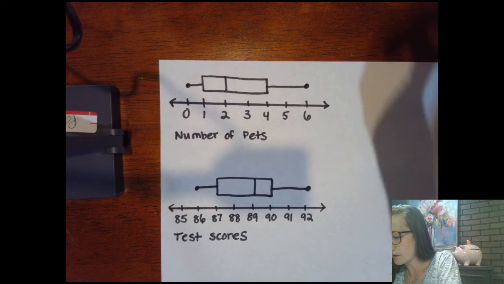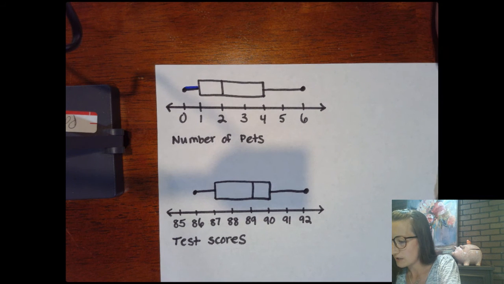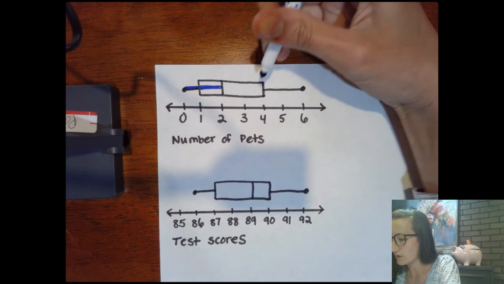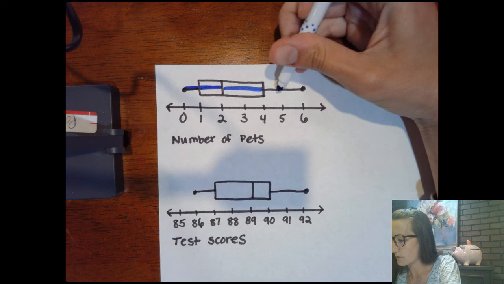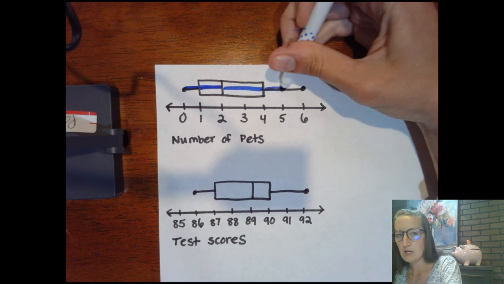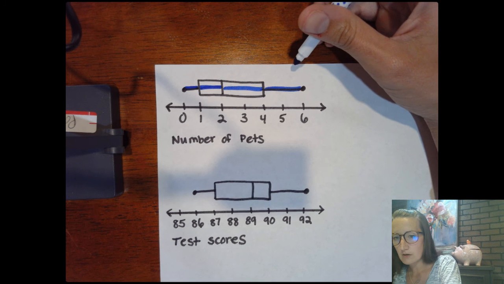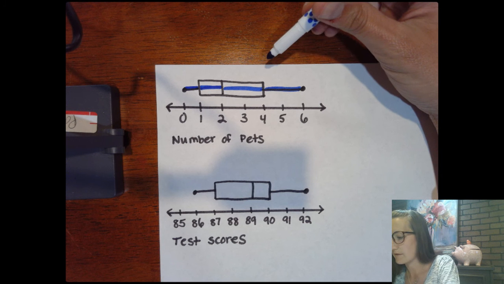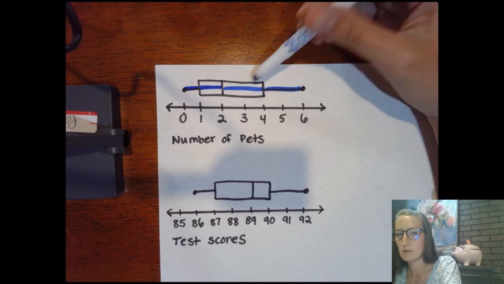Here's the first one, our left whisker. That's 1 piece. Here's the second piece, the left box. Here's the third piece, and the fourth piece, which would be our right whisker. So each one of them is like a piece of the candy bar. They don't look like they're equal sized, but they actually all contain the same amount of data values. Why are some bigger than others? That means the data in that group is more spread out.